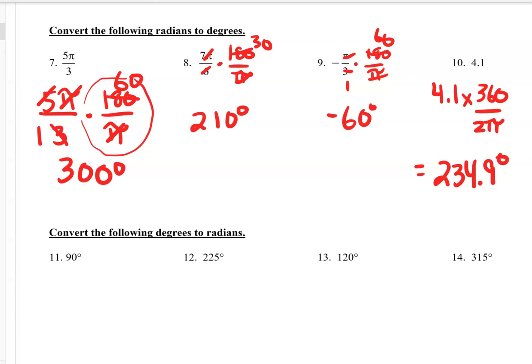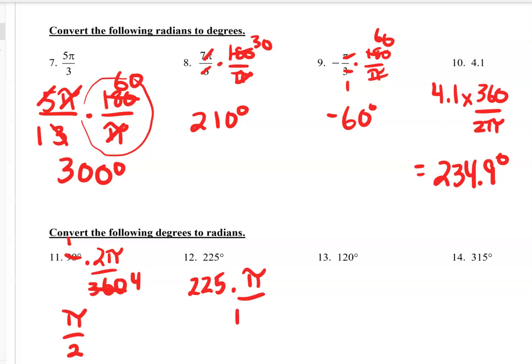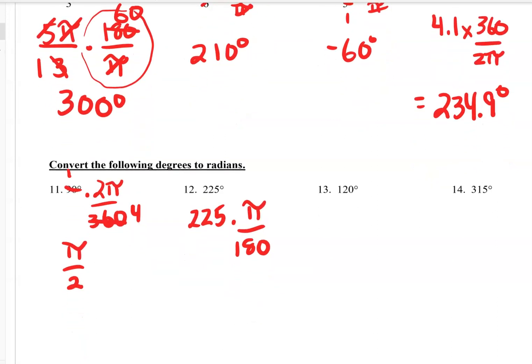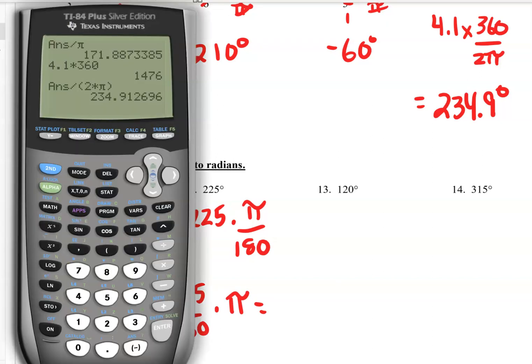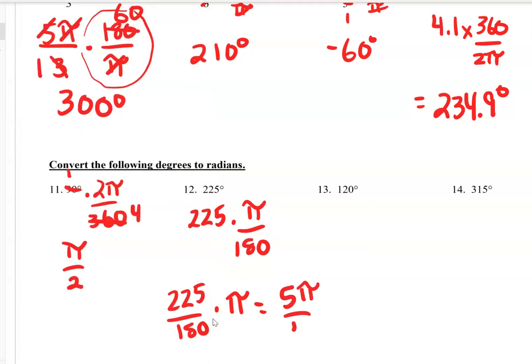90 degrees, converting to radians. So 90 degrees is 1/4 of our circle. So we'll multiply that by 2 pi over 360. 2 pi over 4, or pi over 2. 225 degrees. And I may interchangeably use pi over 180 or 2 pi over 360. They are the same. So we're going to simplify our fraction. So 5/4 or 5 pi over 4.